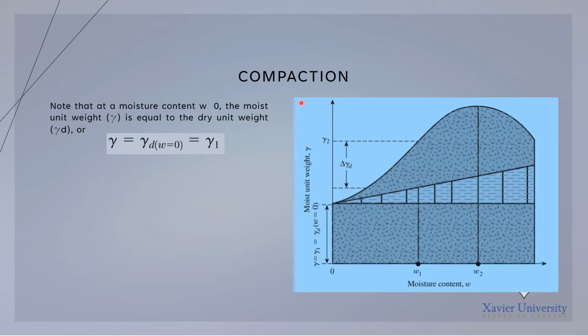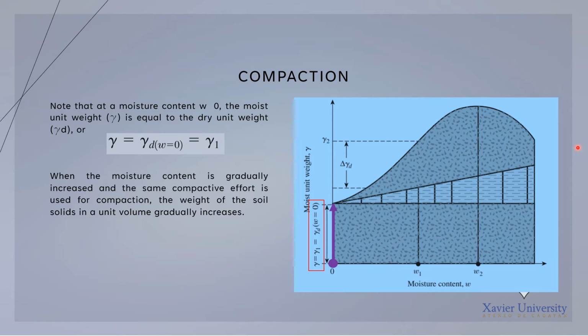So basically we'll be talking here about the relationship of how our moisture content behaves in relation with its dry unit weight, and vice versa, how our dry unit weight behaves in relation with our moisture content. So first, let me consider the situation at moisture content equal to 0. At moisture content equal to 0, our initial unit weight is equal to gamma 1.